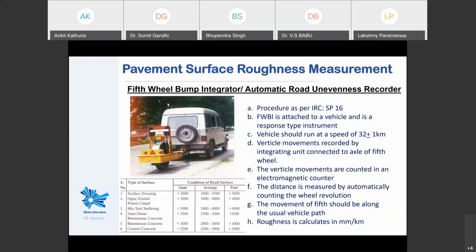Also, the vehicle should run at a speed of 32 plus or minus 1 kilometer per hour. When the fifth wheel is moving along with the vehicle, the vertical movements are recorded by an integrating unit which is connected to the fifth wheel. The vertical movements are counted in an electromagnetic counter for every inch of vertical movement.